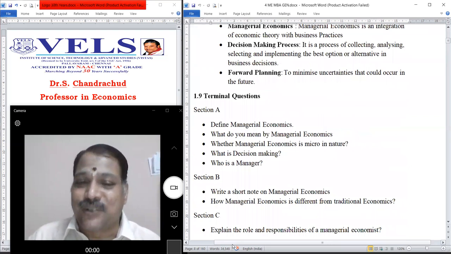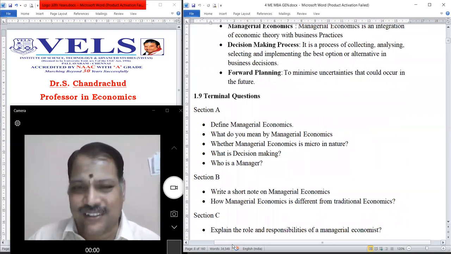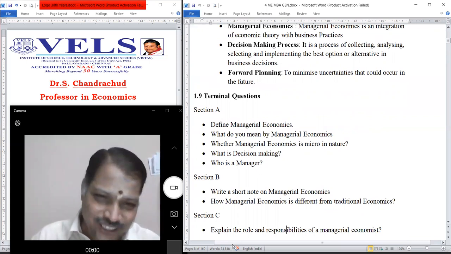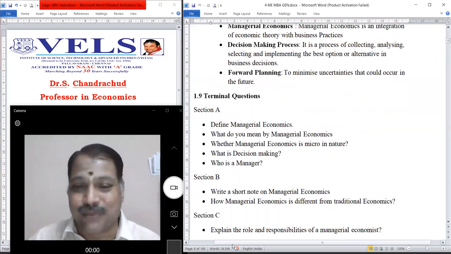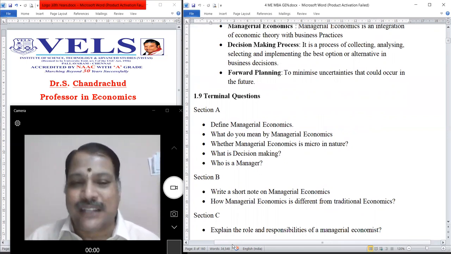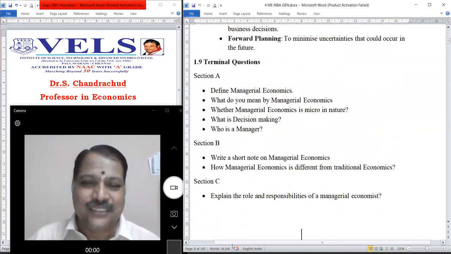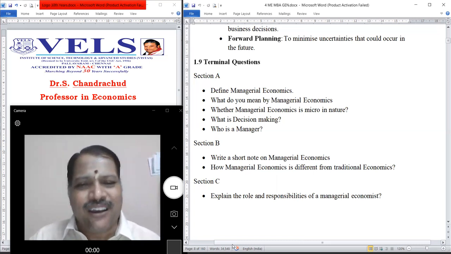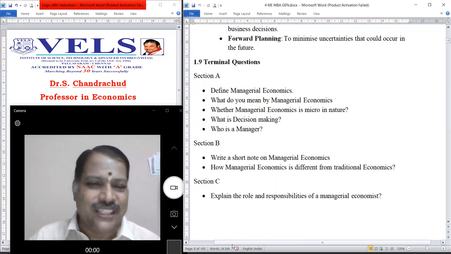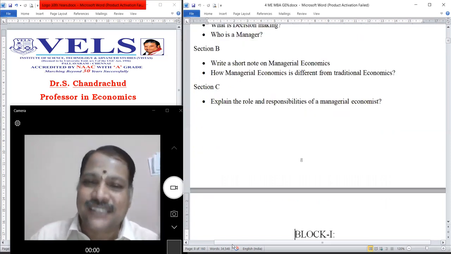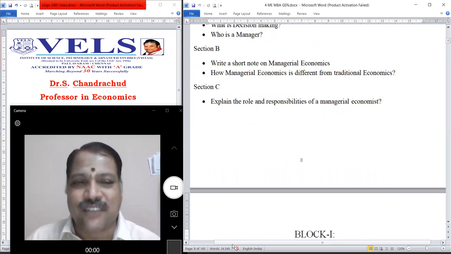As far as section A questions are concerned, they may ask what do you mean by managerial economics or define management. You have to write the 2 definitions I have mentioned by Spencer, Siegelman, and Mehrotra and Pappas. And who is the manager is an often asked question. Coming to section B, the possible question is to differentiate traditional economics and managerial economics. And in section C, they may ask what are the roles and responsibilities of a manager or managerial economist.